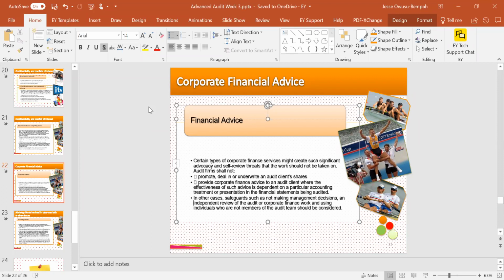Offering financial advice to a firm or to your assurance client will lead to self-review threats, as we've discussed earlier on. It's like writing an exam and marking it yourself. So it may really affect the independence of the firm.